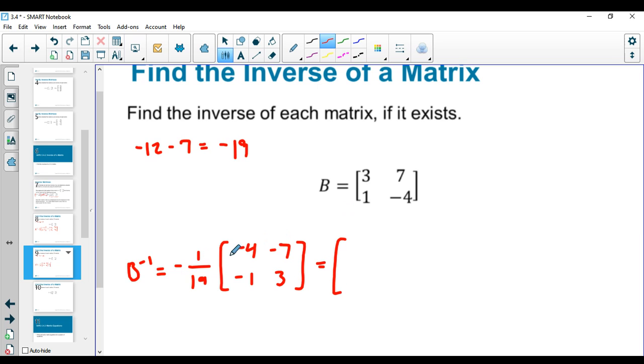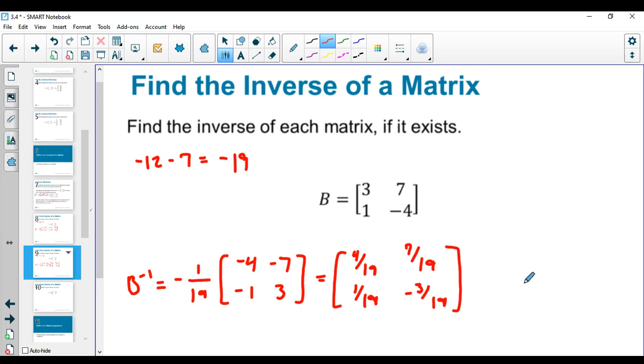Negative 1/19 times negative 4 is going to be positive 4/19. Right, positive 7/19, positive 1/19, and negative 3/19. Now I'll give a second to write that one down. And of course, simplify if you can, but in this case, we cannot.